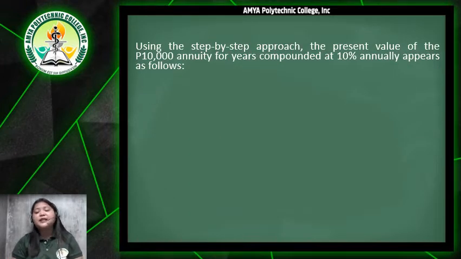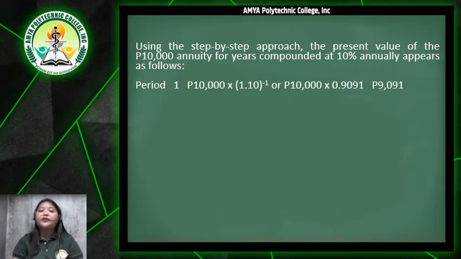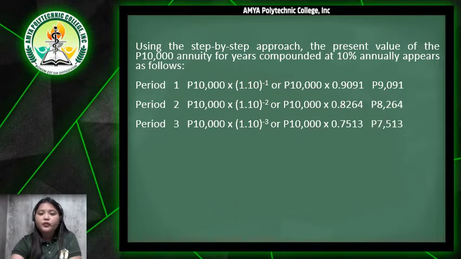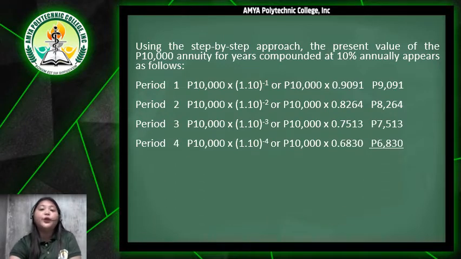So, using the step-by-step approach, the present value of the 10,000 pesos annuity for 4 years compounded at 10% annually appears as follows. For period 1, we have 10,000 pesos times 1.10 raised to the power of negative 1, or 10,000 pesos times 0.9091, which is equivalent to 9,091 pesos. And then the same with the second period, third period, and the fourth period.